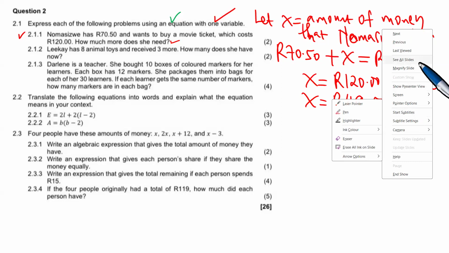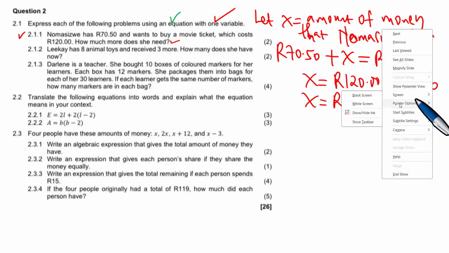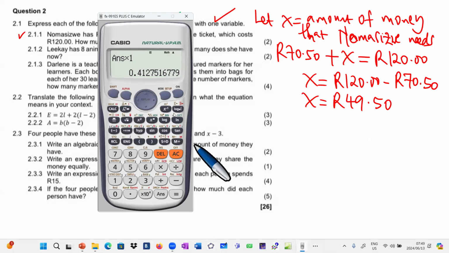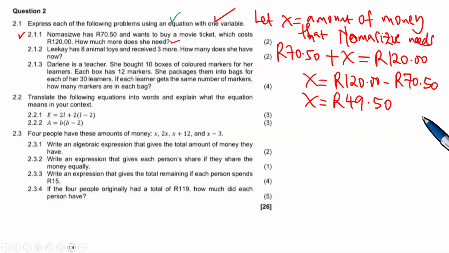Yes, it is exactly what is needed. Which is 120 minus 70.5, which is 49 Rand 50. So in other words, she needs 49 Rand 50.